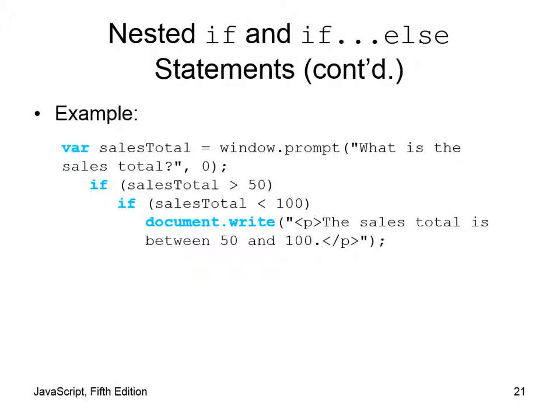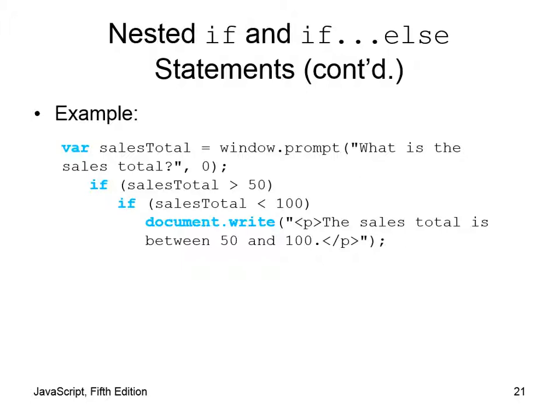But here's an example of a nested if. Sales total equals a window prompt: What is the sales total? With the 0. Okay? So that's what the sales total is. If the sales total is greater than 50, okay. Is it greater than 50?